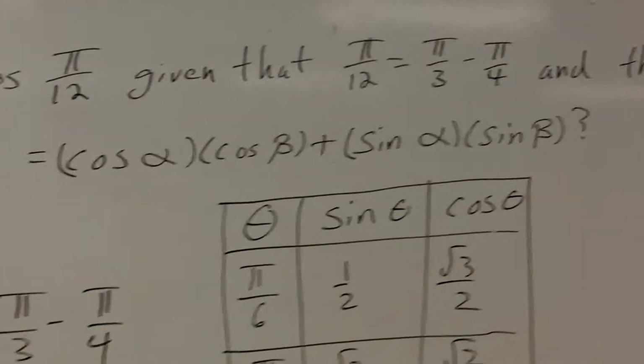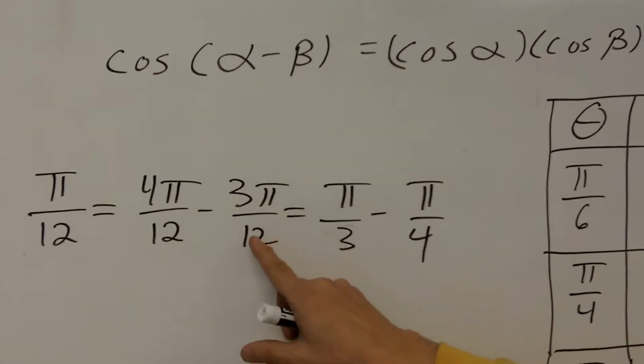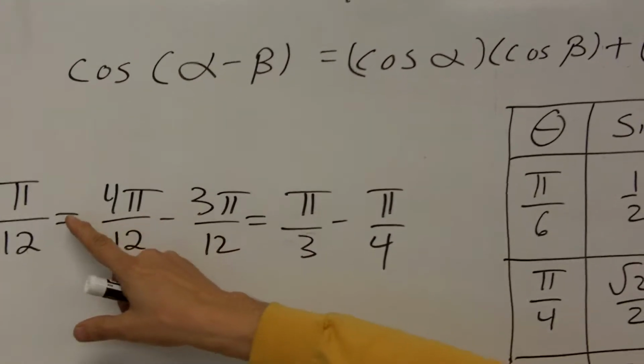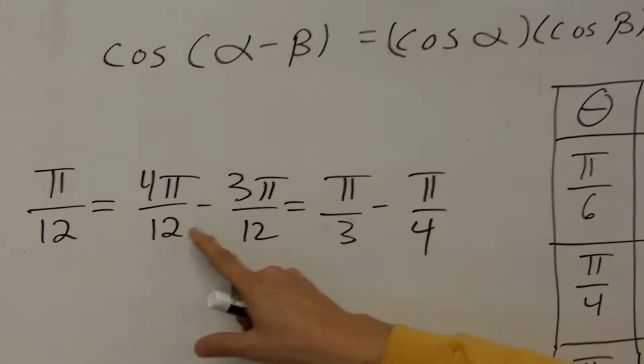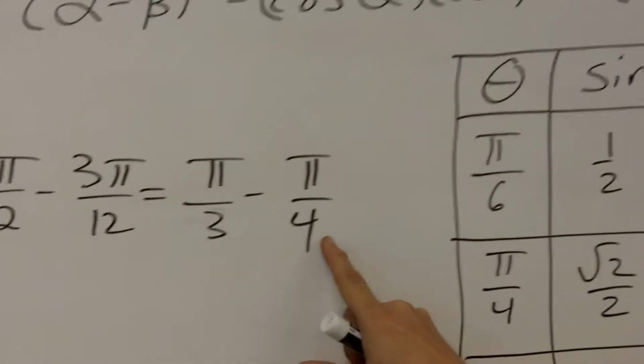So first, real quick, pi over 12 is equal to 4 pi over 12 minus 3 pi over 12. So the 4 minus 3 gives you the 1. But here you can take out a common factor of 4, that gives you pi over 3. Here you can take out a common factor of 3, which gives you pi over 4.